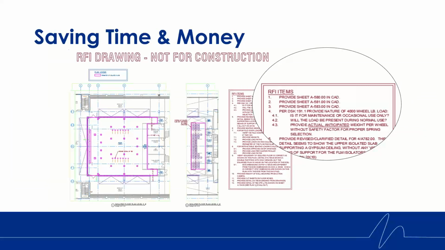To come full circle on why Kinetics cares about you and your project, it's also about saving you time and money. This is an example of what happens when Kinetics is unable to obtain the information required to do a thorough review. These RFI drawings are an effective means of obtaining the required information. However, if the required material and information had been provided, this RFI process could have been bypassed, saving time and money.